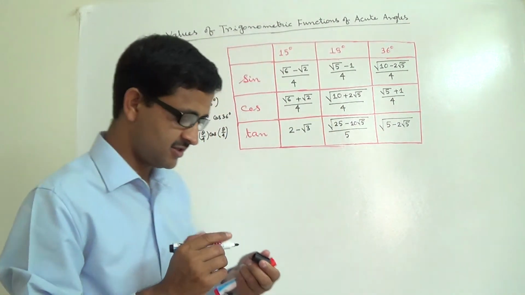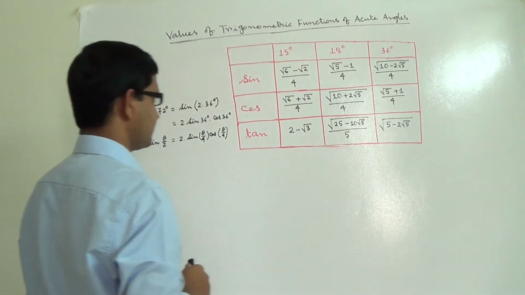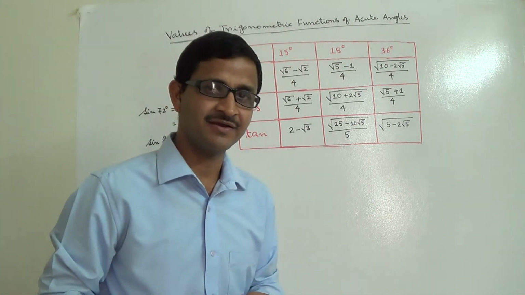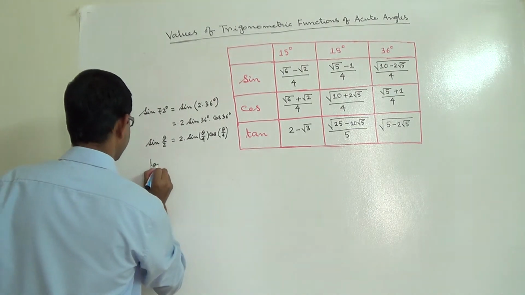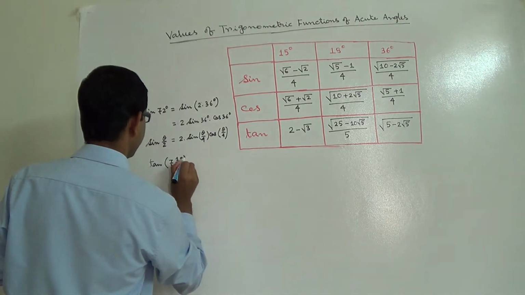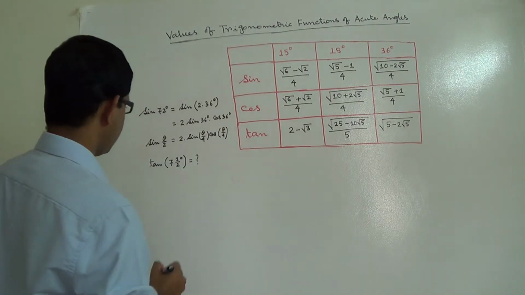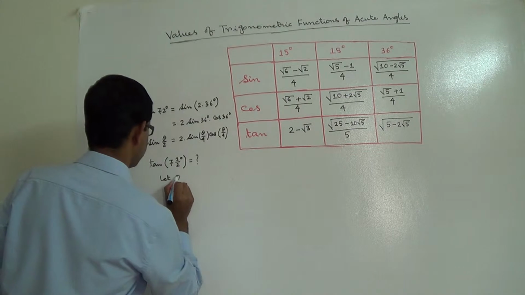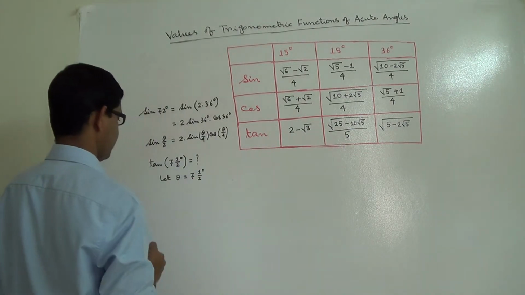Let's take a very practical example. If someone asks me what is the value of tan 7.5 degree, how can I find the value of this? I will assume that theta is equal to 7.5 degree.